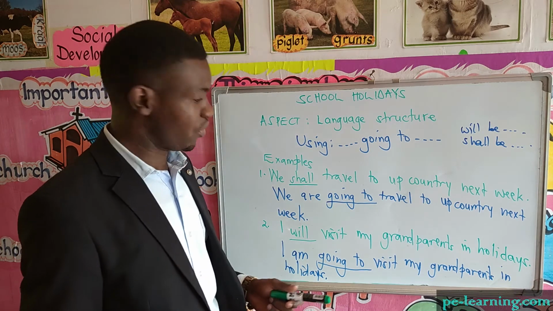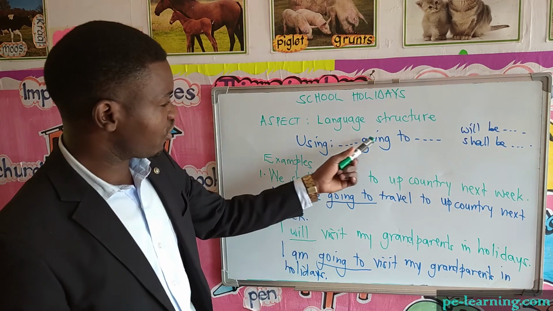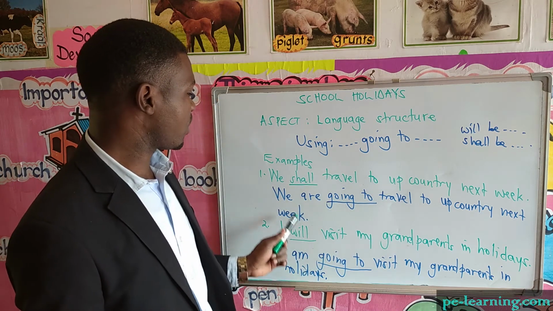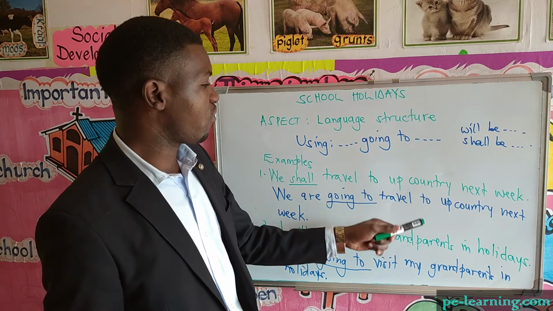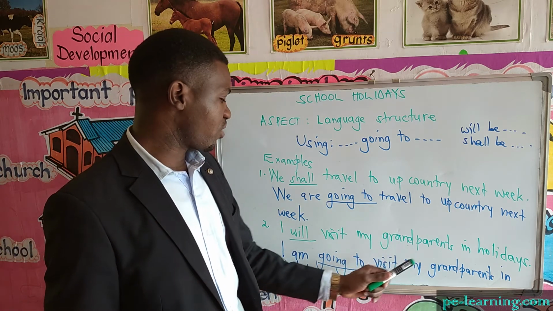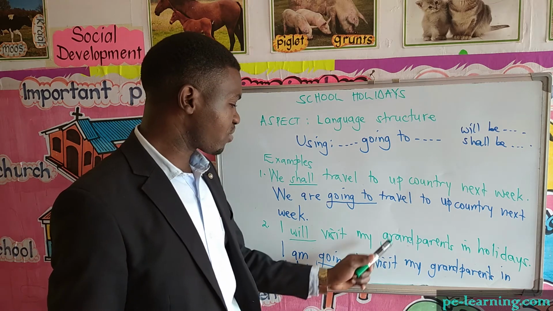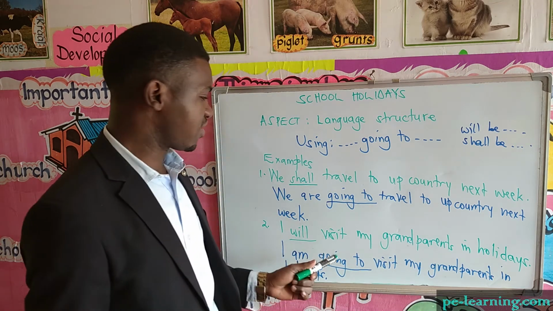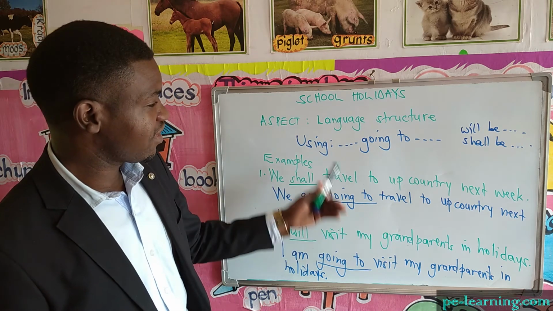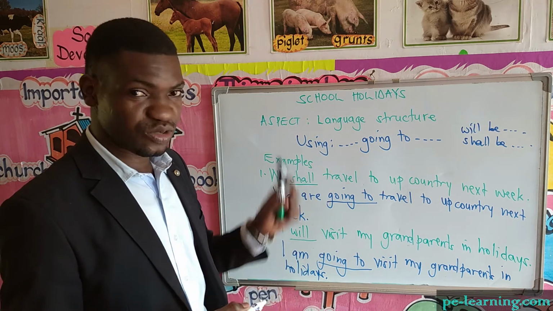So, together with you, this is how we change. If we have been given a sentence like we shall travel to our country next week, we just say we are going to travel to our country next week. I will visit my grandparents in holidays. I am going to visit my grandparents in holidays. As simple as that.